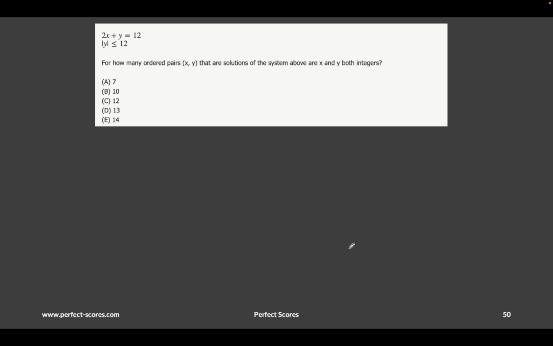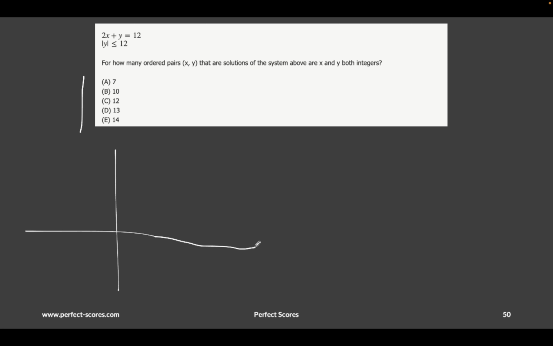Okay, so let's look at this question. This question says you got these two variables, and it says how many ordered pairs are the solutions of the system where x and y are both integers. Now I'm thinking you can plug in some numbers here, but that would be cumbersome because you have to figure out so many different ordered pairs. Let's just do one thing. Let's just kind of draw it out, right? So let's just draw it out.